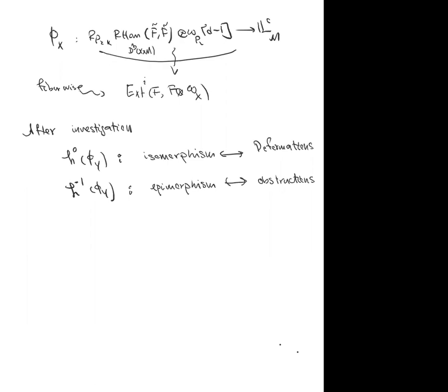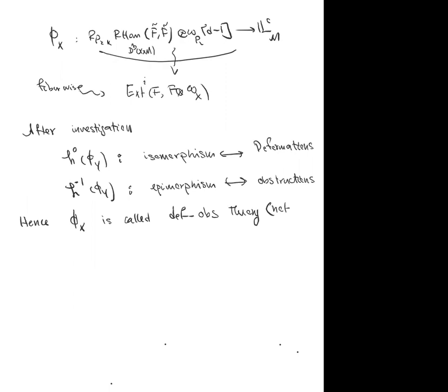It captures deformations and obstructions of the points that the moduli space parameterizes, and these points are coherent sheaves on the original variety. This is why phi of x, the map, not just the complex but the complex together with the map to the cotangent complex, is called a deformation obstruction theory.